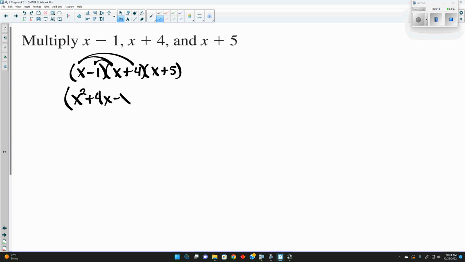Then we can do the same thing with negative 1. Negative 1 times x is negative x. Negative 1 times 4 is negative 4. We still have to include the parentheses because we still have the x plus 5. Now at this point we can combine like terms. 4x minus x is plus 3x, minus 4.